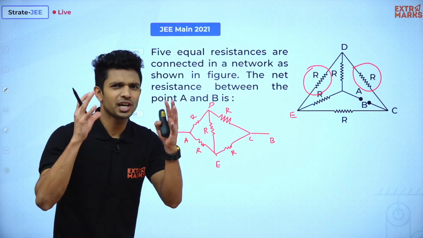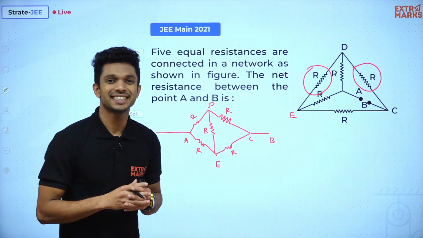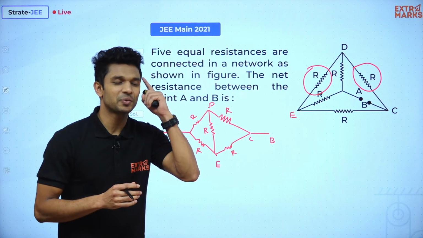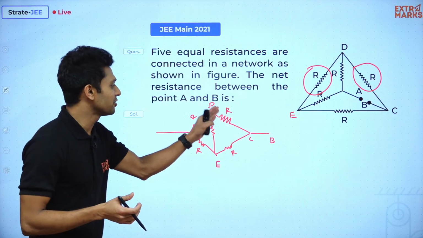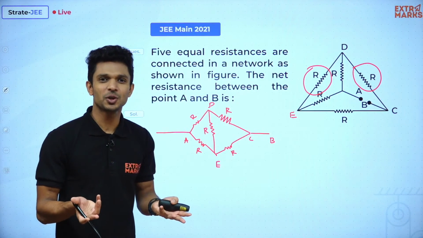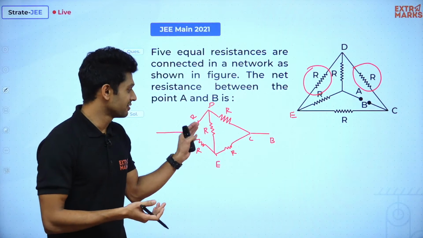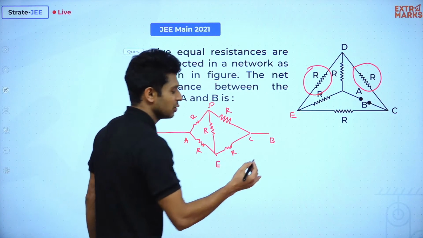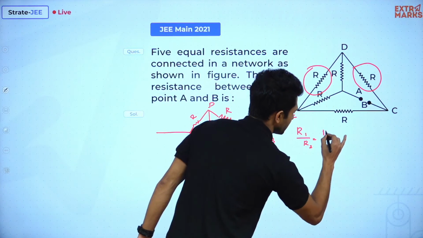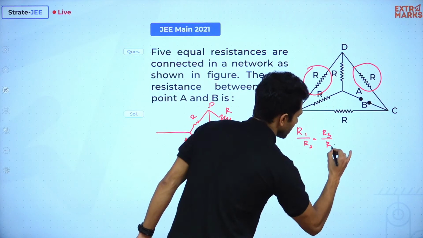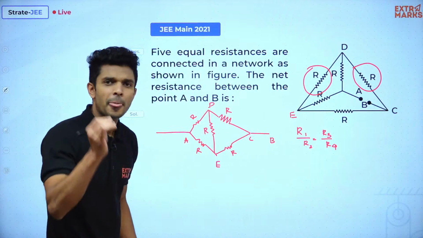Does it remind you of any particular combination of resistance? For me, one thing is coming into my mind. Yes, it is Wheatstone bridge, right? The combination of 5 resistances like this is a Wheatstone bridge. We only have to check whether the given Wheatstone bridge is balanced or not. How will we check? We just need to check whether this equation is satisfied or not: R1 by R2 is equal to R3 by R4.